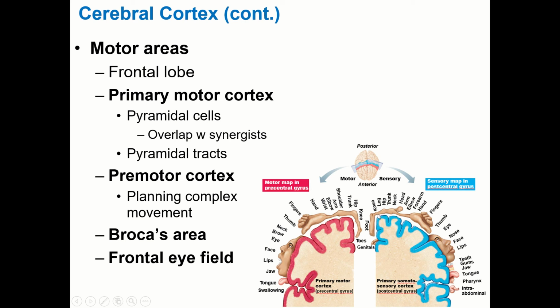So we're not nearly as sensitive on the back of our leg as we are on our hands or our face. You can see quite a bit on the jaw, the tongue, and then this is visceral down here. One of the things you can see on the sensory side is that the foot's really big. So your foot is really sensitive, but our motor control in our foot is not very good. It's much smaller on that side.